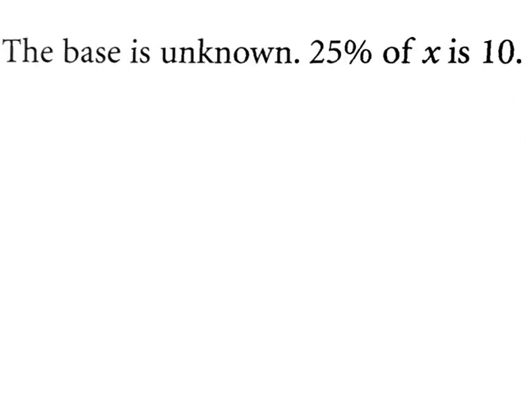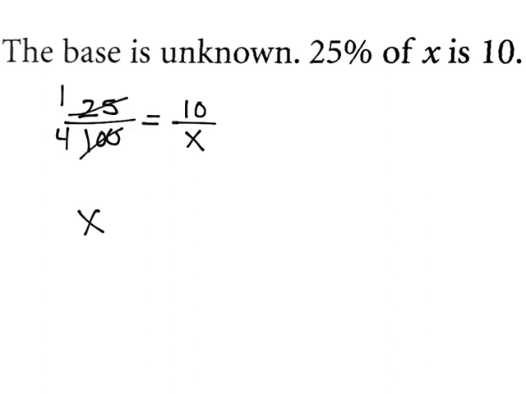Okay, now we don't know the base on this one. Again, the percent can always be written over 100. Of says that x is our whole. Is says that it's the number represented by the percent. We can reduce this again to 1/4. Cross multiply and you get x equals 40.